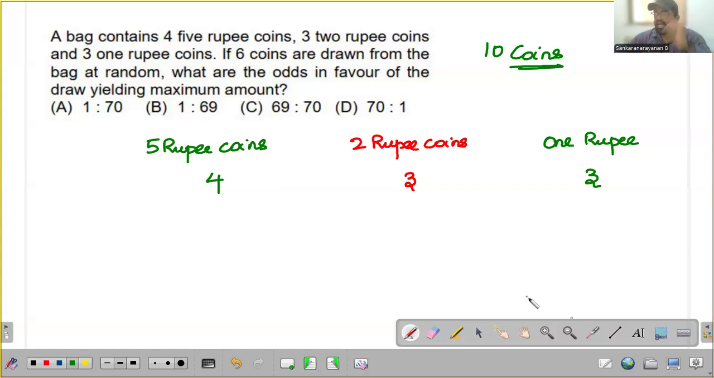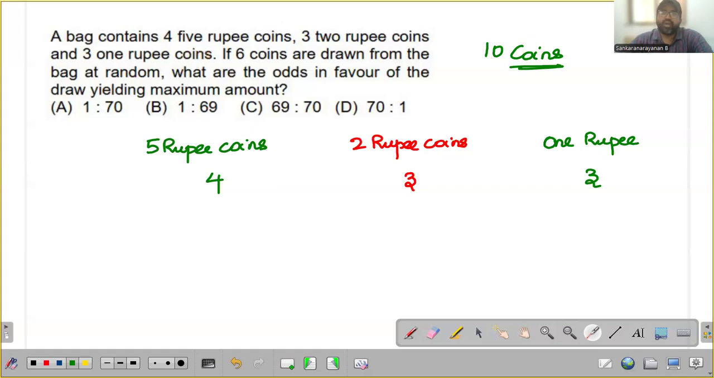Now, I wrote all these things here. The ideal way, while you are attempting the question, when you are reading this part, is that all these inputs should be captured in your mind.